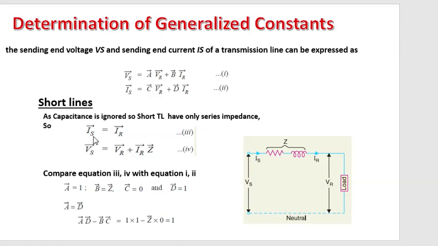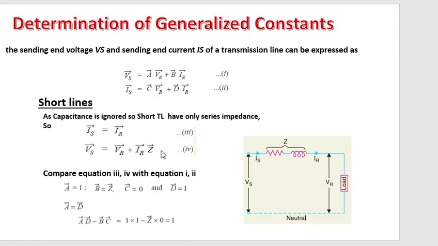which means Is will be equal to Ir, or the sending end current will be equal to receiving end current, and this is because the circuit is simply a series network. And the next value from the circuit will be Vs is equal to Vr plus Ir into Z.